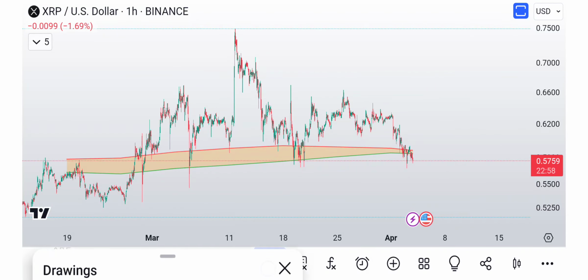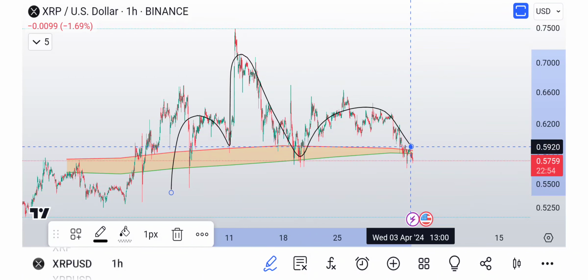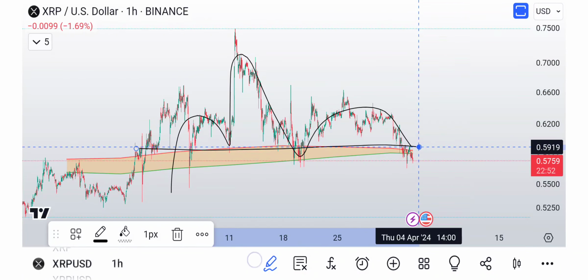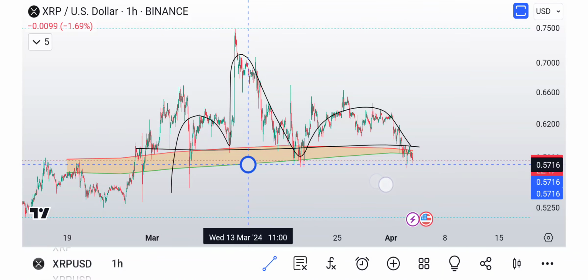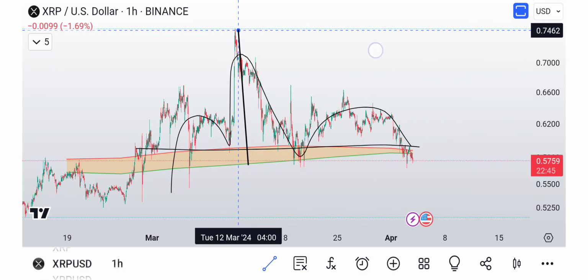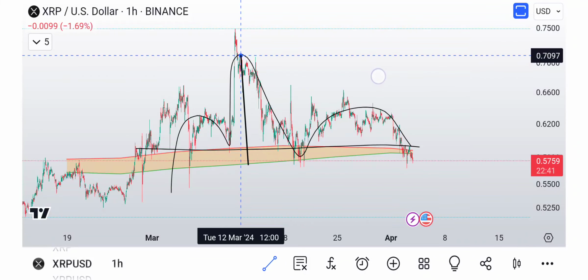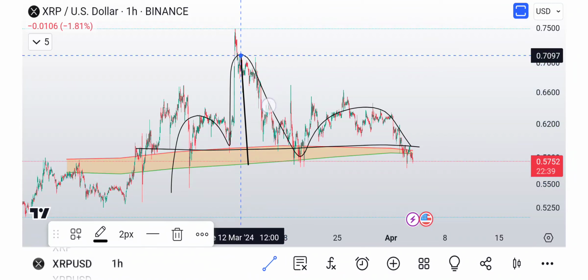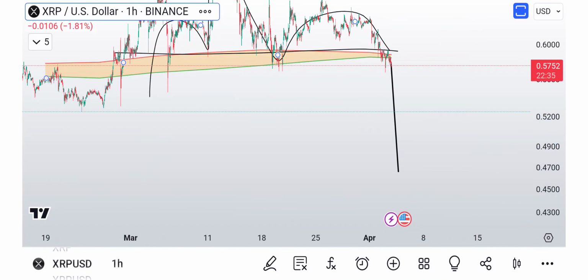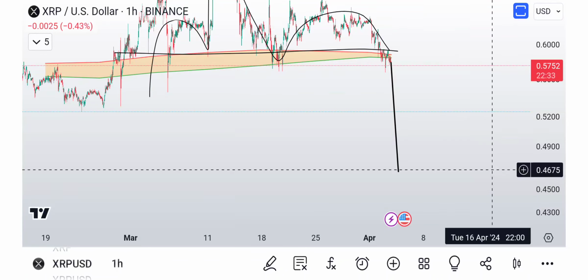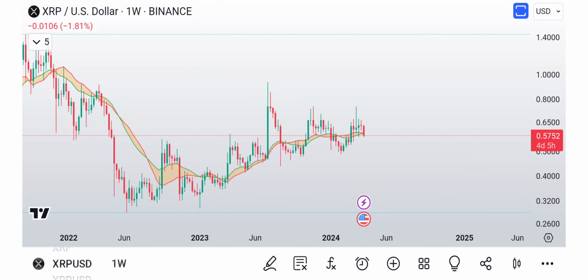So yeah, and then also you have a shoulder, you have a head, and you have a shoulder, you have a neckline here. I mean, the measured move for that would be pretty big. If I went all the way to the top of the head, I would probably go more realistically right about there. Bring it back down, and that gives you a low about 46, 47 cents. So that should do it here.